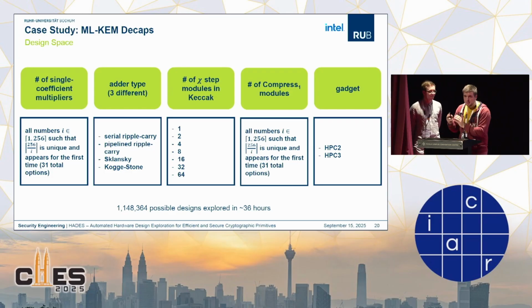So how many parallel adder stages do we have in the polynomial multiplication multiplier? How many compress1 gadgets do we have? The number of the key steps in Keccak, how many do we have in parallel, and of course, again, also the gadget. And this resulted in more than 1 million different designs.